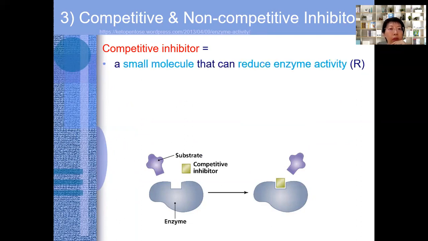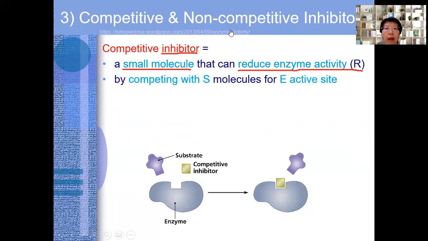more accurate. So competitive inhibitor, again, I don't use the word inhibitor alone. It is a small molecule that can reduce the enzyme activity. That means it can reduce the rate of reaction. All inhibitors can reduce the rate of reaction. So that is the first statement. Next, what happens? By competing with substrate molecule for enzyme active site.